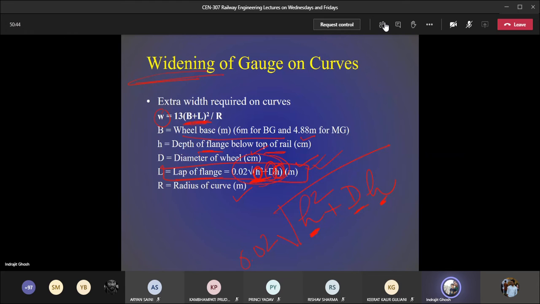Just write it down, 13 BL square over R. Then I will open the problem statement and you people will be able to solve the problem. Okay, is it fine? This equation I remember now. This equation you people can write it down.